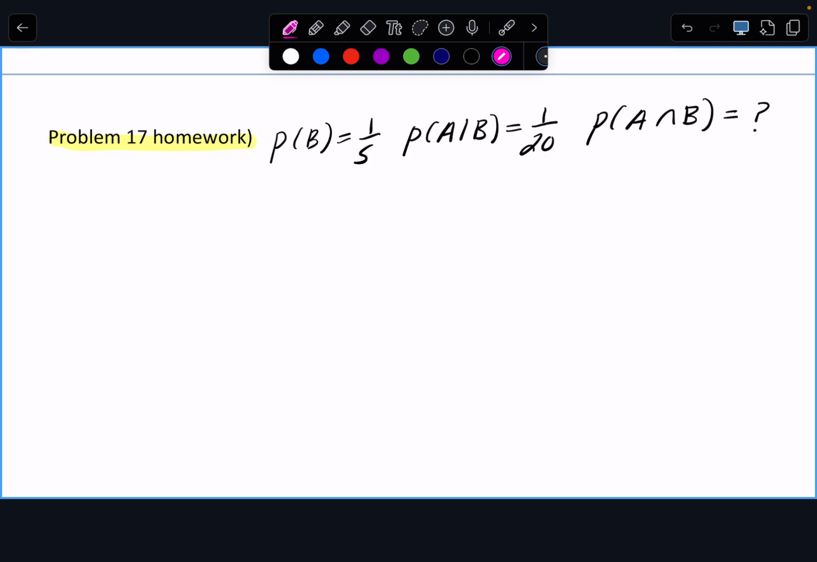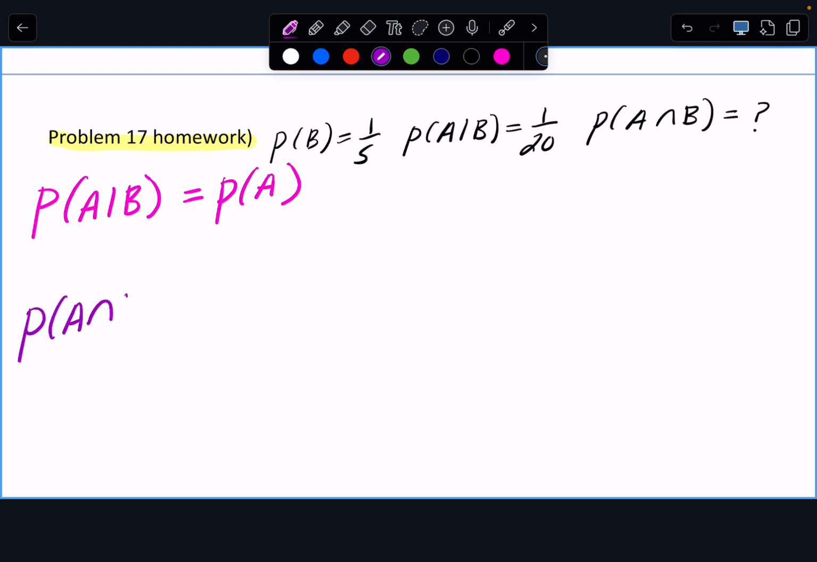Okay, again. See, this one you need both formulas. Ooh. Okay. So the probability of A given B equals probability of A. That's the simple independent formula. We need also the more detailed. So A intersect B divided by probability of B will equal probability of A.